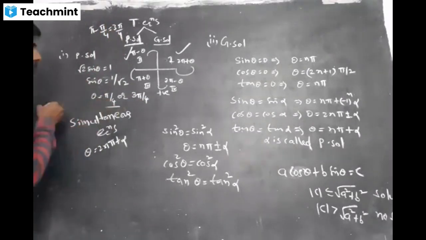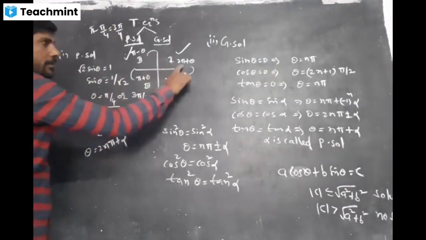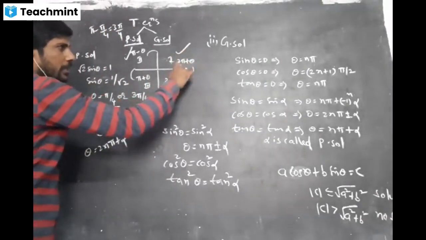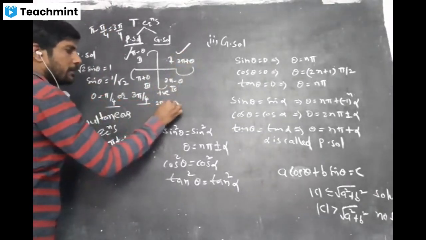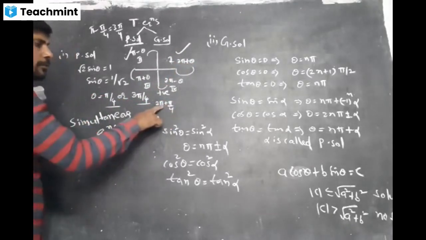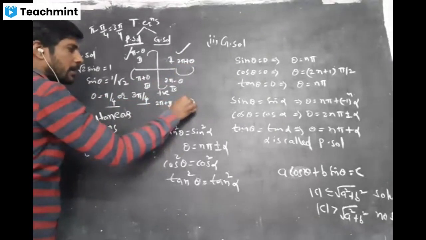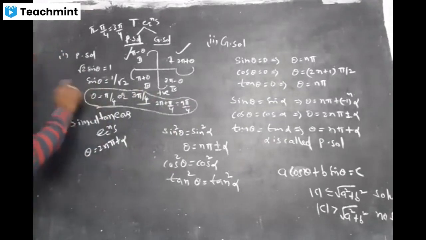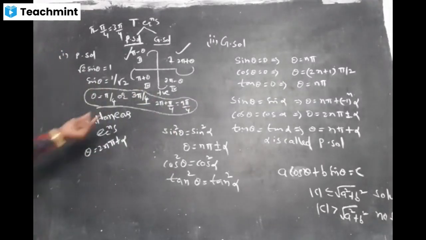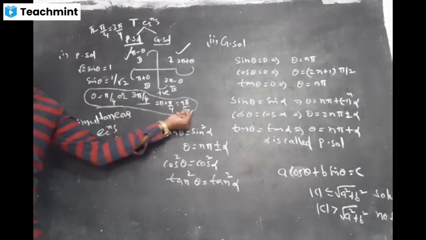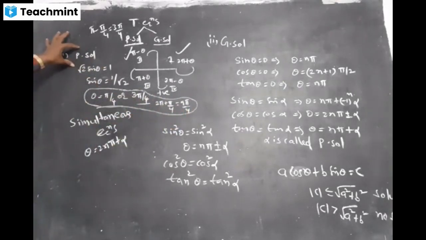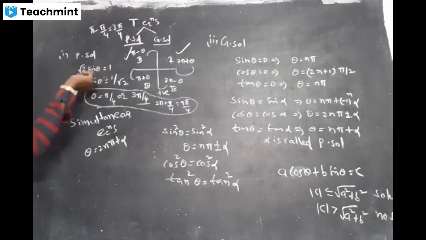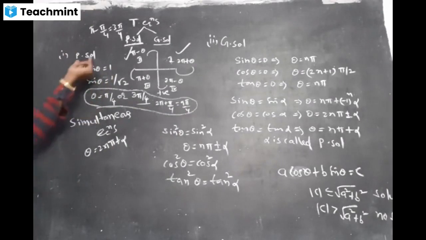So our solutions are 1, 2, and one more solution is there. Why? Because 2 pi plus theta is also first quadrant. 2 pi plus pi by 4 is 8 pi plus pi by 4, that is 9 pi by 4, also our solution. These three solutions are called principal solutions: pi by 4, 3 pi by 4, 9 pi by 4. Whenever we are given a trigonometric equation like root 2 sin theta is equal to 1, and we calculate theta, that is called the principal solution.